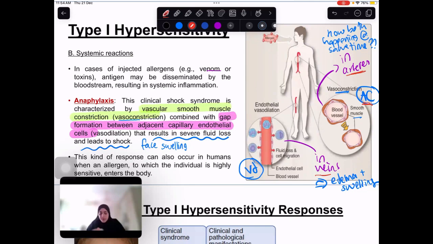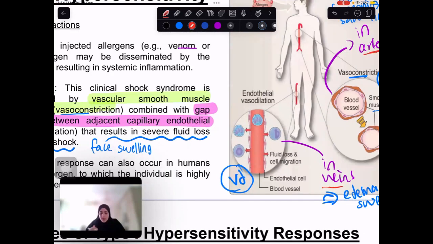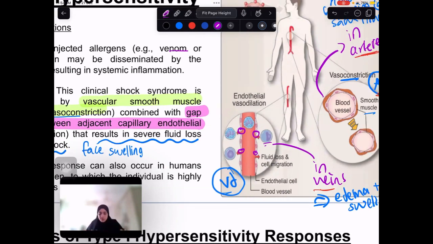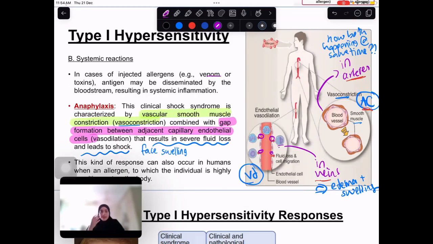Upon dilation, we will see that the gaps in between the endothelial cells will start to increase. When this increases, as we know, the proteins and the cells are able to leave. And because of this, the fluid, or the water, will also follow through because of osmosis. And this is going to be causing edema and swelling. This is what we see in anaphylactic shock.